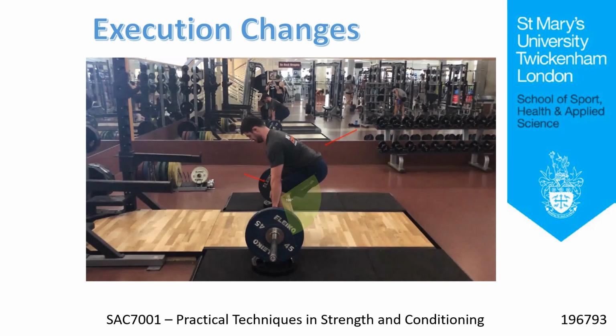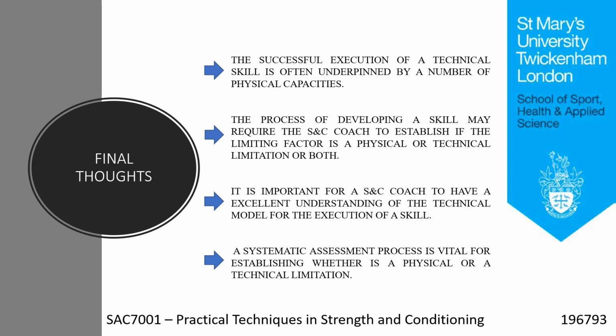As a conclusion to this presentation, it is important to understand that the successful execution of a technical skill is often underpinned by a number of physical capacities the athletes present. The process of developing a skill may require the S&C coach to establish if the limiting factor is a physical or a technical limitation, or both.